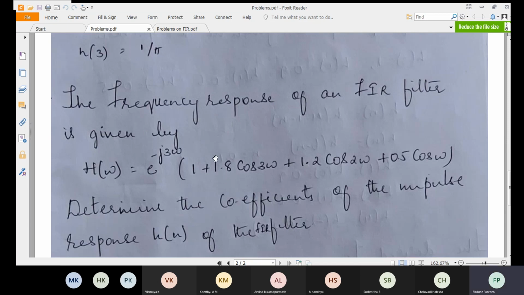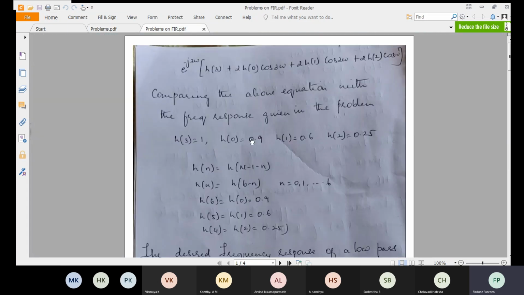So multiply with this 2. 2 into 0.9, you will be getting 1.8. So when you compare with the problem, you will be getting h of 0 is equal to 0.9, h of 1 will be equal to 0.6, h of 2 is equal to 0.25.